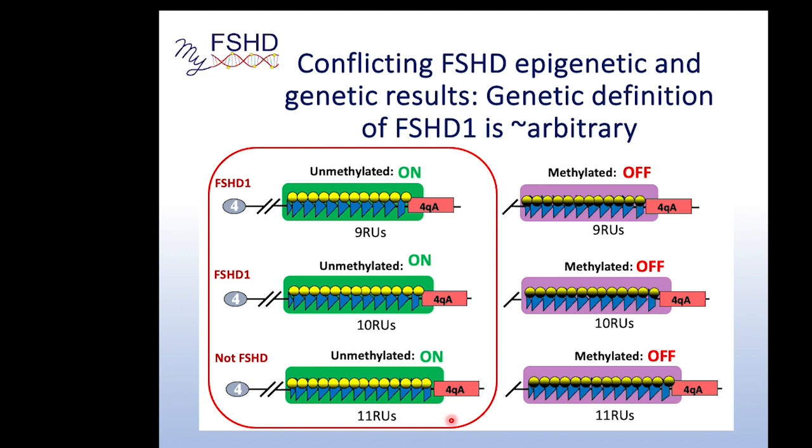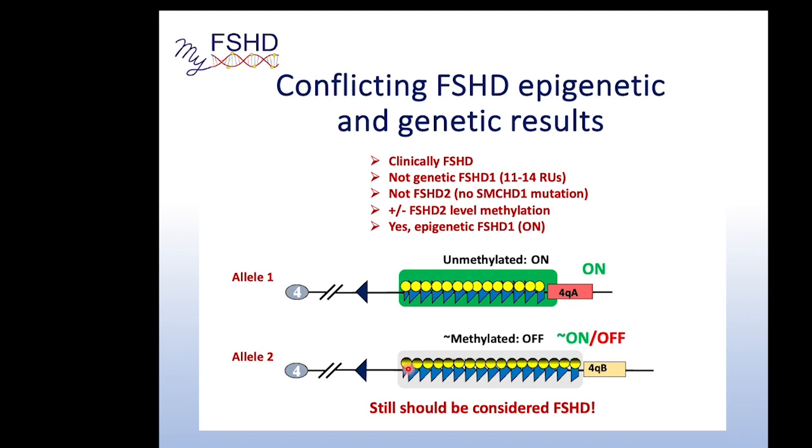But then I find out that they have 11 repeat units or 12 repeat units. If you're clinically FSHD and you're epigenetically FSHD, I don't care what your genetics are. You should be FSHD. All right? And that's kind of what's going on here. We get these conflicting FSHD epigenetic and genetic results, and this causes some stress with clinicians and patients. Now, I don't have any patients because we're researchers and we just have subjects. And we only do a research test.